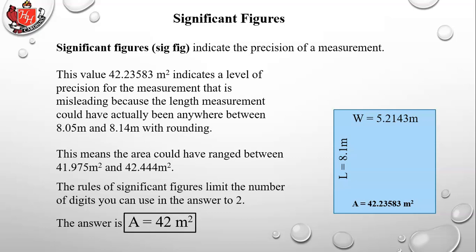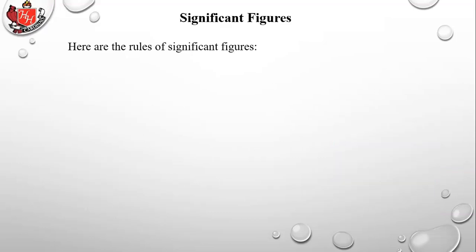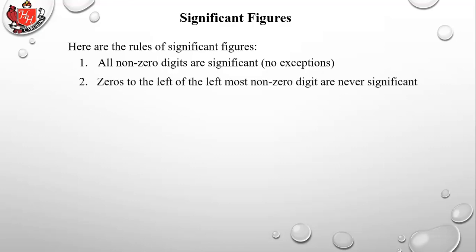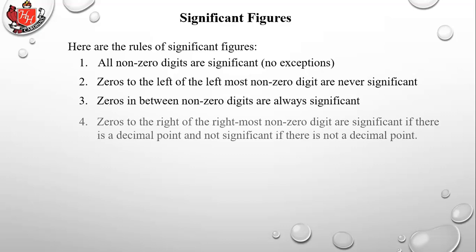And so what we're going to learn in this lesson is the rules that determine why that's 42, why that's a 2-digit answer. So here are the rules for significant figures. All non-zero digits are significant, with no exceptions. Zeros to the left of the leftmost non-zero digit are never significant. Zeros in between non-zero digits are always significant. Zeros to the right of the rightmost non-zero digit are significant if there is a decimal point, and not significant if there's not a decimal point.